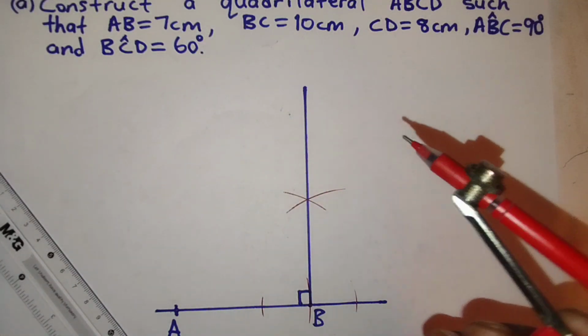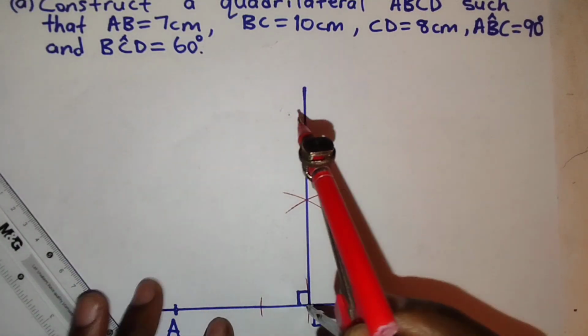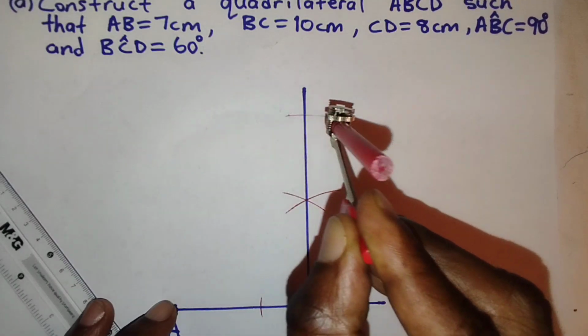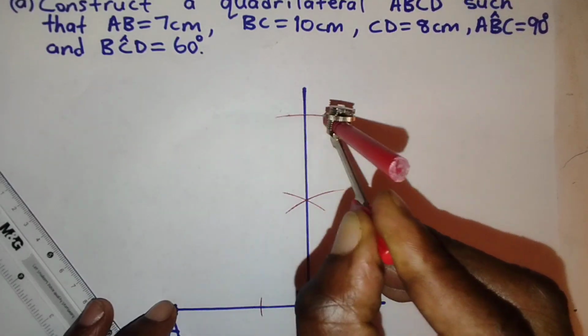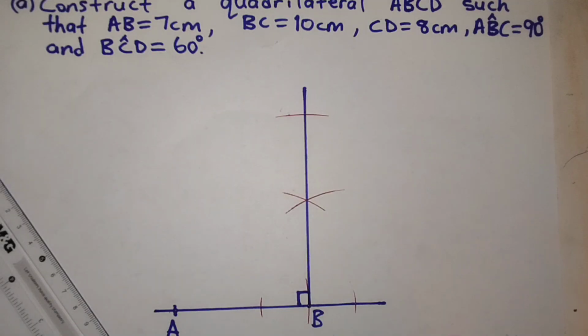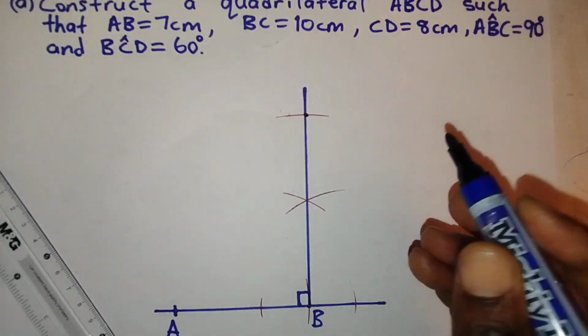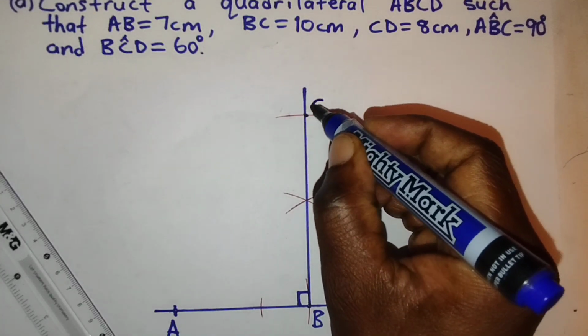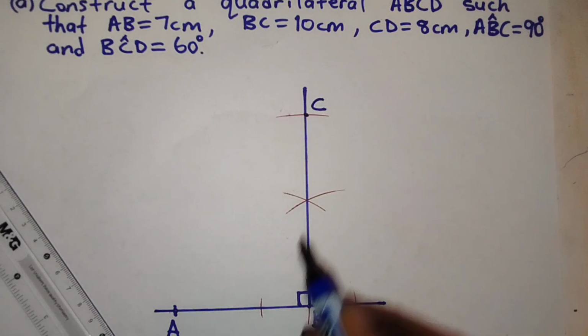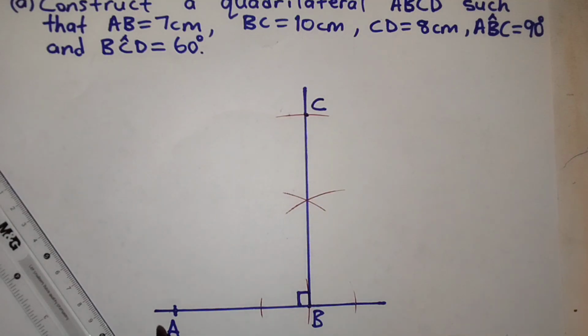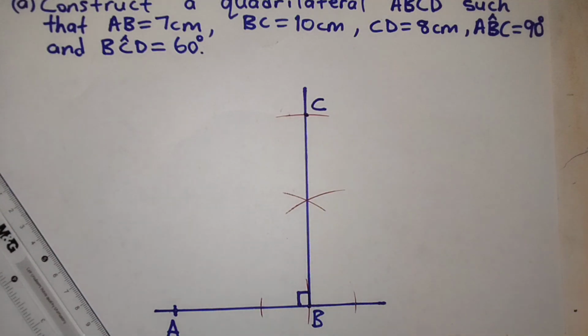Now, with B as my center, I'll draw an arc which cuts this line here. Where this line meets this arc, that's the position of C. So BC is 10 centimeters, and angle ABC is 90 degrees.